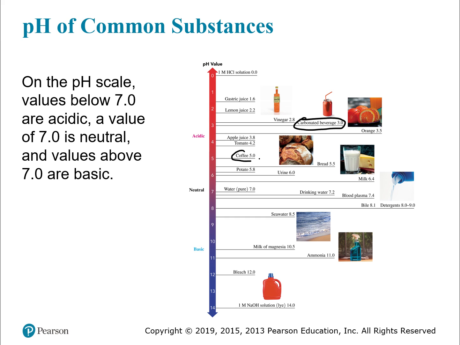Coffee as well is on the acidic side with a pH of about 5. Your blood plasma is slightly on the basic side. And then things like ammonia and bleach, cleaning agents, they are quite basic. So those are caustic and they can do damage to your skin, so be careful.